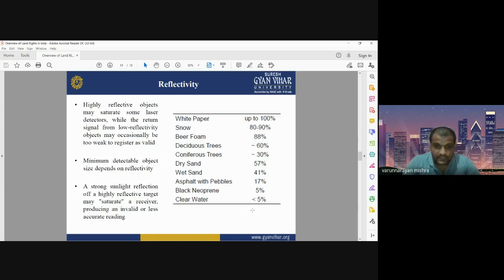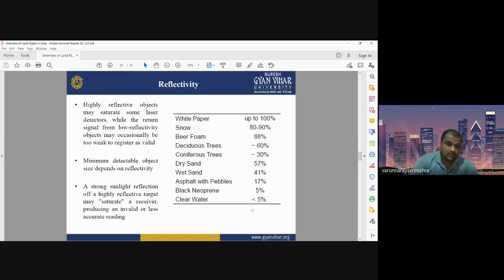Dry sand will have 57% reflectivity, and wet sand has 41% reflectivity. If there are different kinds of trees when we are surveying over a forest area, we may have deciduous forest or coniferous forest. If there are deciduous trees in the forest, they may have 60% reflectivity. If there are coniferous trees in the forest, they may have 30% reflectivity.